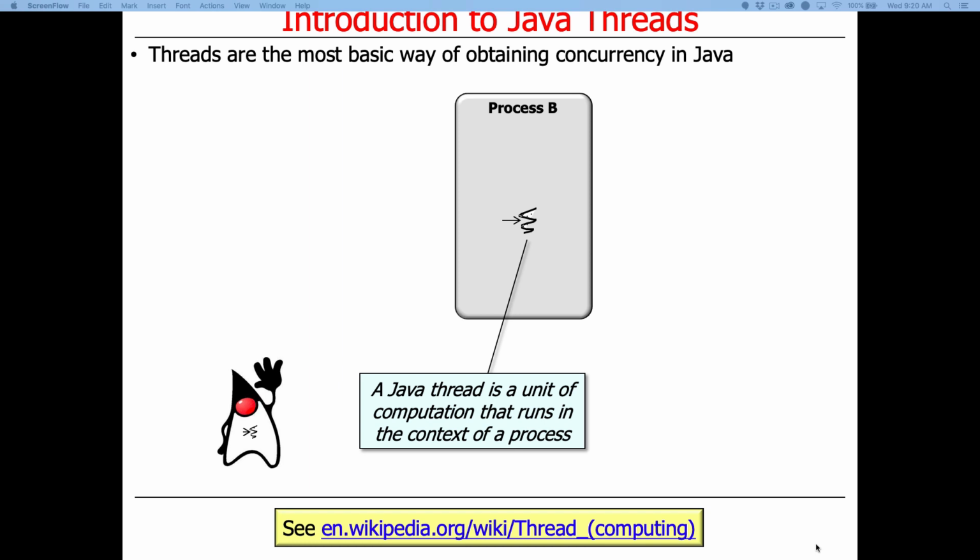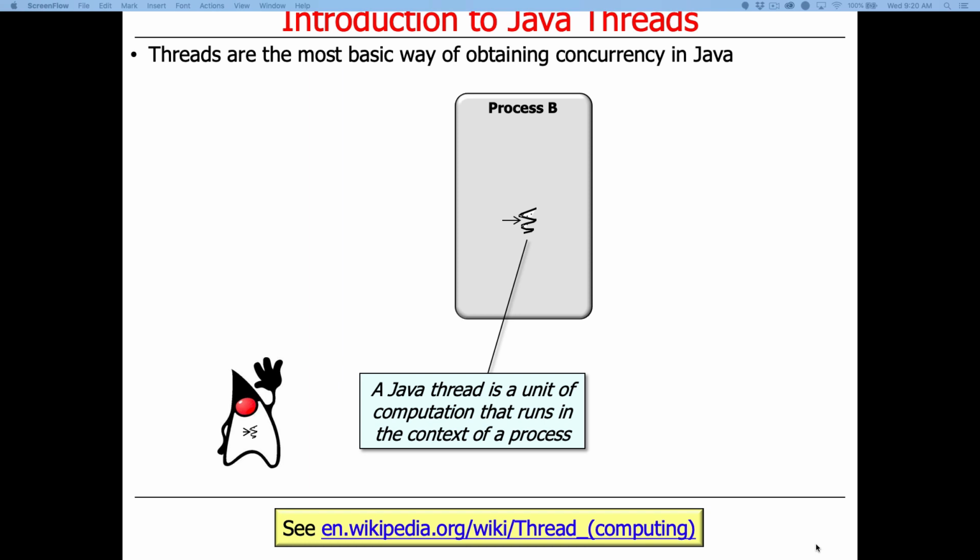So what is a thread? A thread in Java is the most basic way of obtaining concurrency. As you'll see, the later stuff, like the parallel streams and the completable futures, shield you from the details of threads. But never fear, threads are being used under the hood to do all that stuff. So threading is very important. So a Java thread, I think I mentioned this before, is basically a unit of computation that runs in the context of a process. So the two concepts that are important here: thread and process.